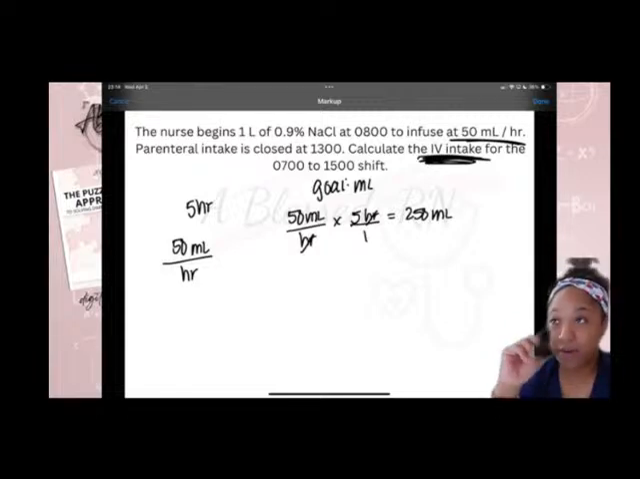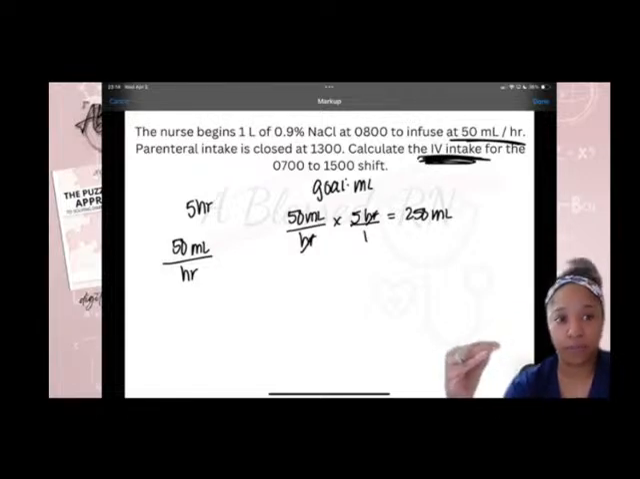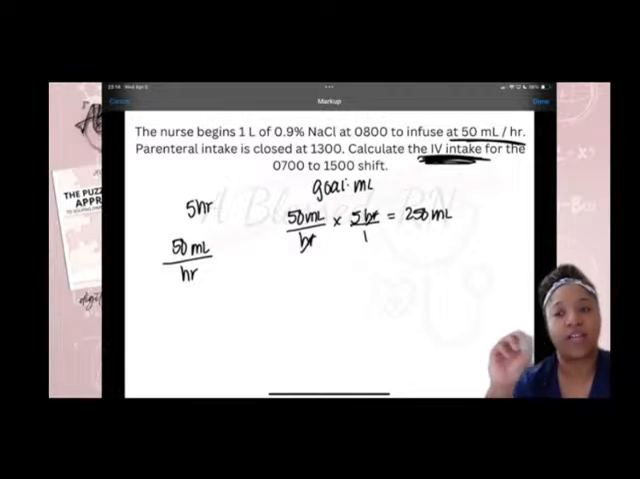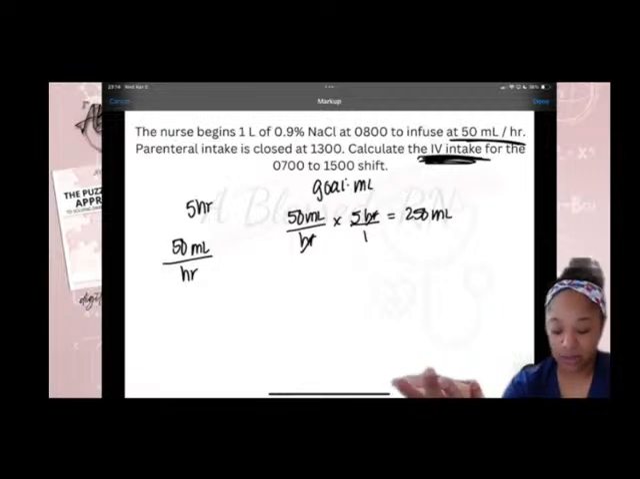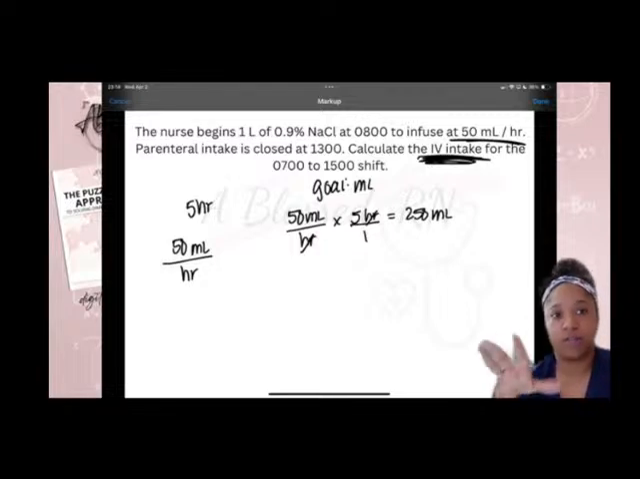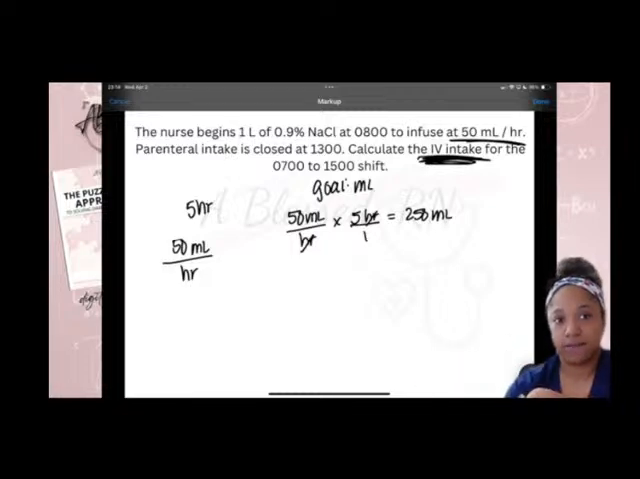And then you already have your rate. Remember what I said? Volume over time. It told you that it was going at 50 milliliters per hour. So if you got an IV that's going at 50 milliliters per hour, every hour that goes by, you get 50, you get 50, you get 50, you get 50, you get 50 times 5. That means 250 milliliters went into your patient's veins. And that's what it's asking for, the IV intake.